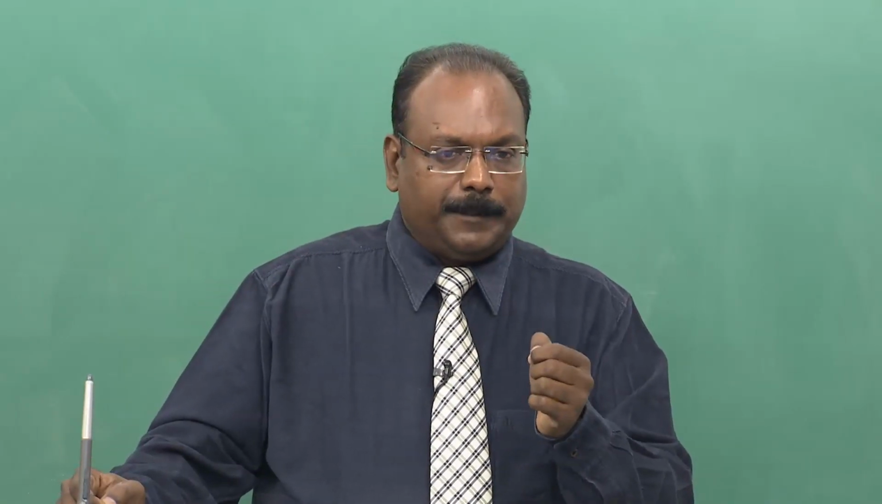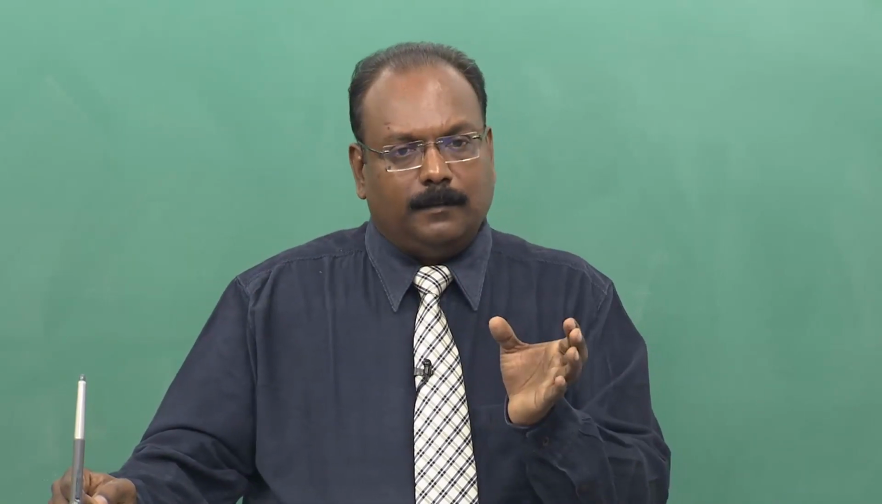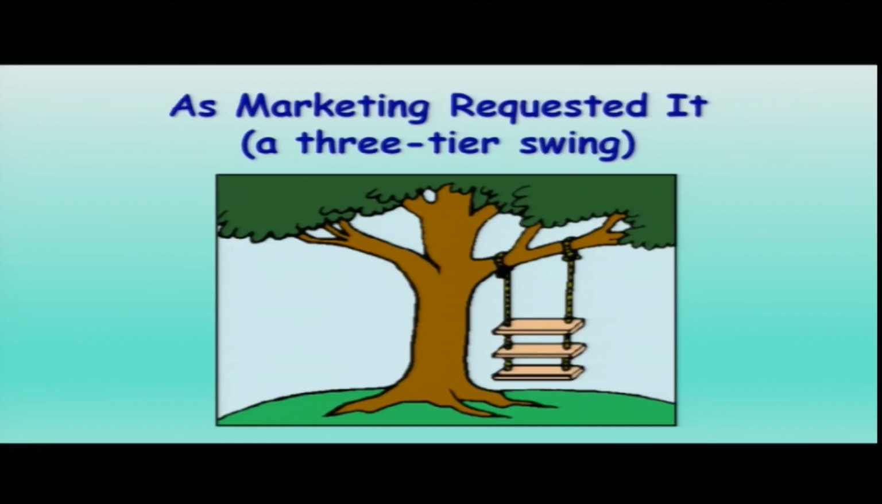Now what was requested by the client? Marketing requested it in this manner. So they are the people who are involved in marketing. They wanted a 3-tier swing, okay, the tier in 3 levels. So they wanted a swing.